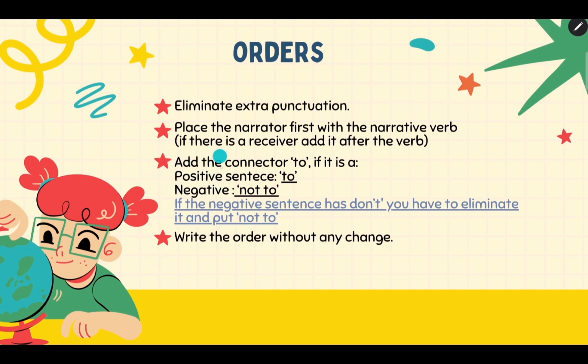Now the number 3 is add the connector to. If it is a positive sentence, add "to." But if it is a negative one, you have to add "not to." And check here: if the negative sentence has the auxiliary "don't," you have to eliminate it and put "not to," right? Because it is a negative one. And at the end, you have to continue writing the order without any change.